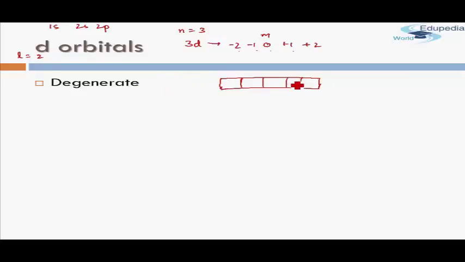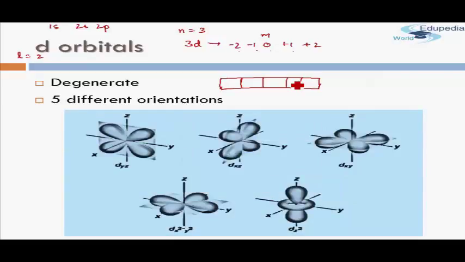So how do they differ? Once again, they differ in terms of their spatial orientation or their alignment in 3D space. So let's look at those alignments. We just saw that they have a double dumbbell shape, that is, they have 4 lobes. So these are the 5 different orientations. One by one, let's look at them.